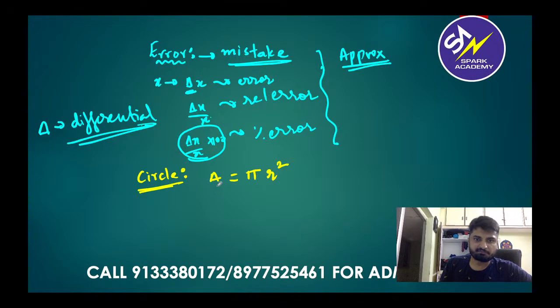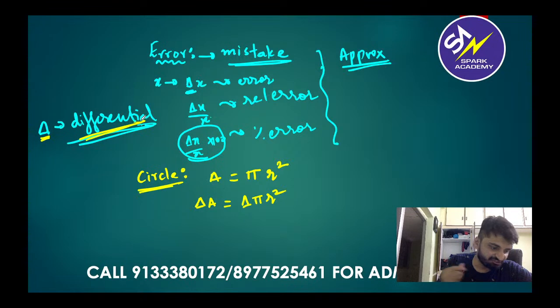In this, if I want to find out the error in area, that means delta A, this will be delta of pi r square. Now, pi is a constant. I told you delta means it's a differential. That means you need to differentiate.